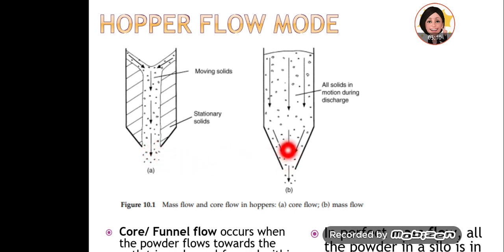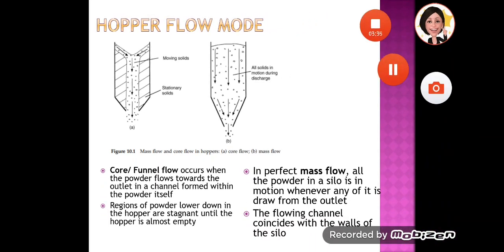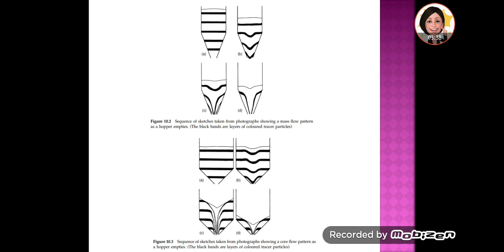In mass flow, all particles will start moving at the same time at different velocities. So these particles will have particle interaction, as well as particles moving along the wall of the hopper or silo. So this is the graphical image of the core flow and mass flow.